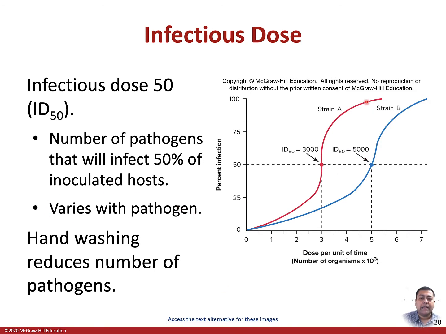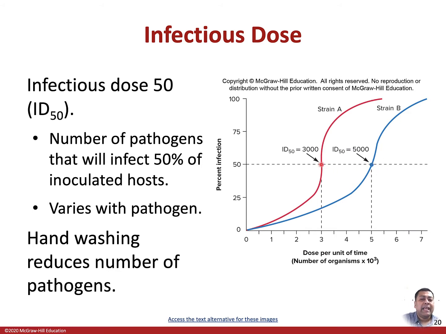If we are looking at a strain A and a strain B, the ID50 for strain A is 3000, whereas the ID50 for strain B is 5000. What it means is that if you have a strain A bacteria, 3000 cells of these bacteria will cause disease in 50% of the population. Whereas for strain B, you need 5000 cells to cause the disease. So you can compare the infectious dose for each of those, which means the infectious dose is lower for this pathogen compared to the other.